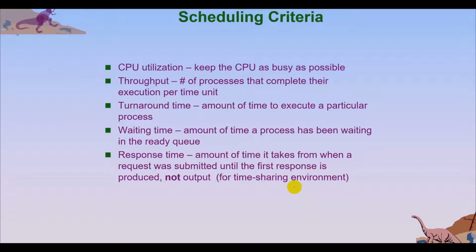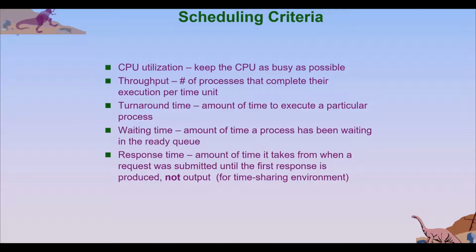All right. Now, what are the scheduling criteria? As I've said earlier, we have to keep the CPU as busy as possible. So the scheduling criteria are the following. First, CPU utilization. As I said, we have to keep the CPU as busy as possible, so we want to attain 100% CPU utilization.